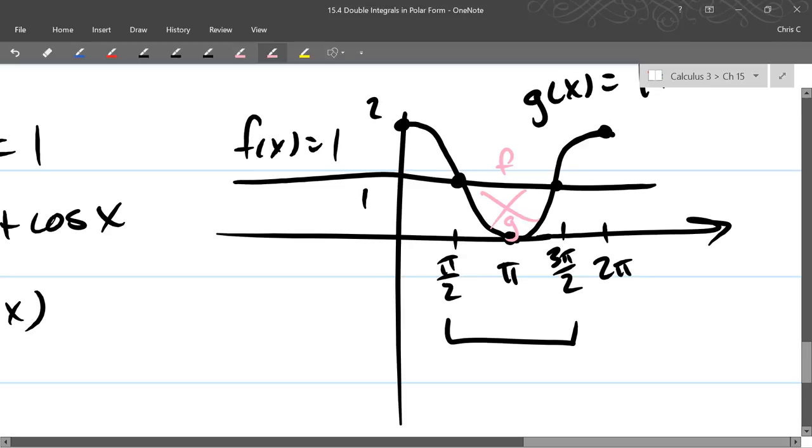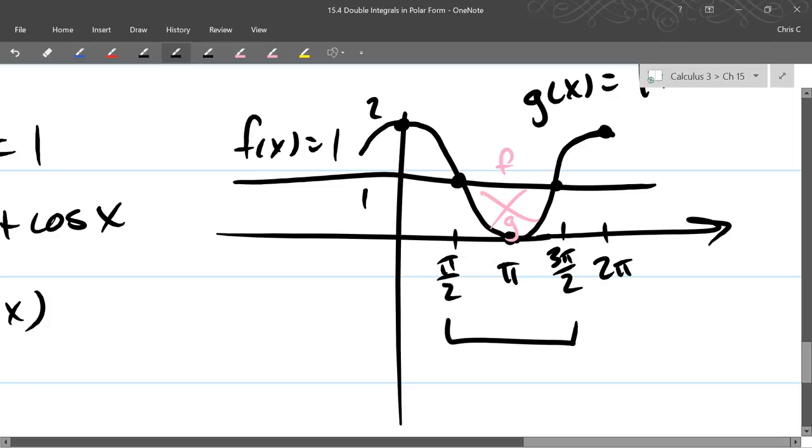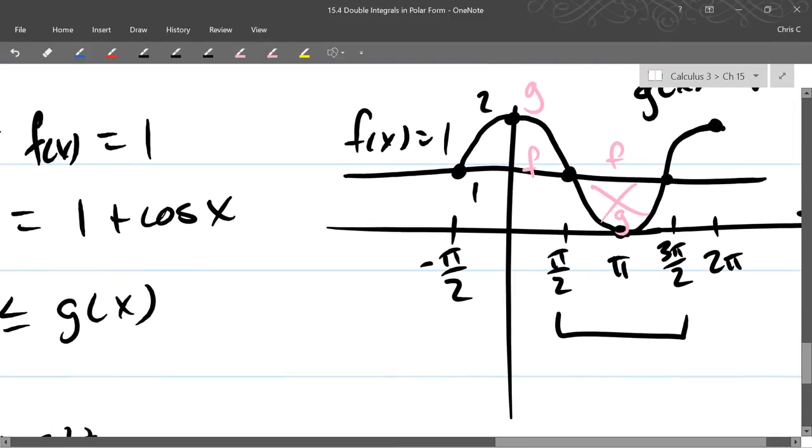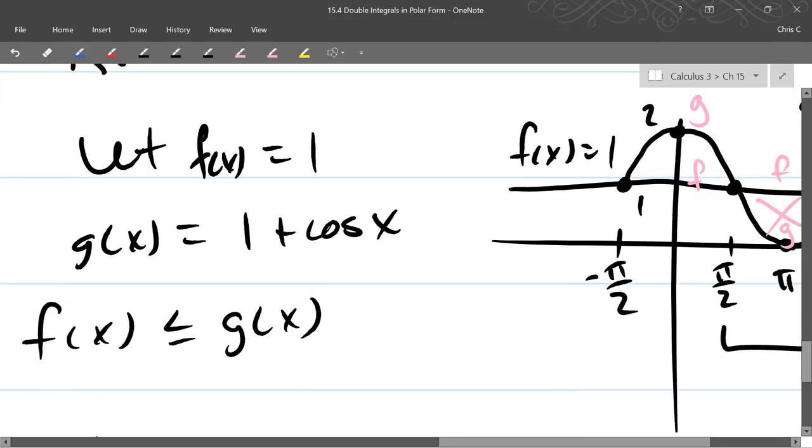That's out. So we'll draw the cosine function out a little further. This looks like a really nice interval right here. So that's negative pi over 2. And relabeling now, g is on the top and f is on the bottom. So now in this interval right here, we have the property that f is less than or equal to g. So I'm going to go negative pi over 2 to positive pi over 2.